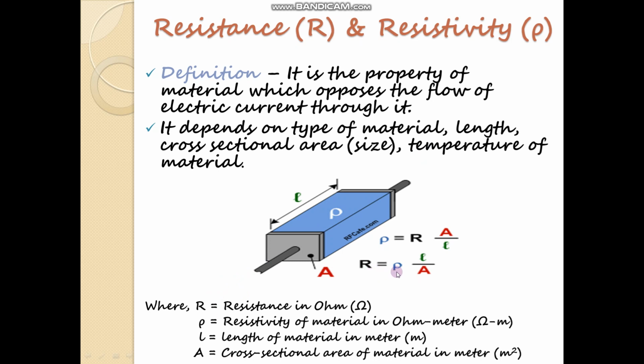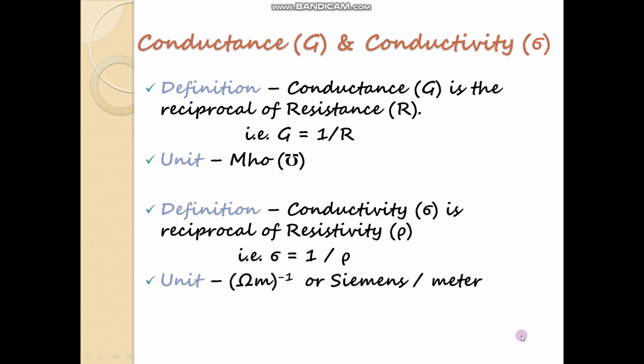It is R equals rho L by A, where R is the resistance, measured in ohm. Rho is the resistivity of the material in ohm meter. How to find out the rho? Rho equals R A by L. L is the length of the material in meter and A is the cross-sectional area of the material in meter square.